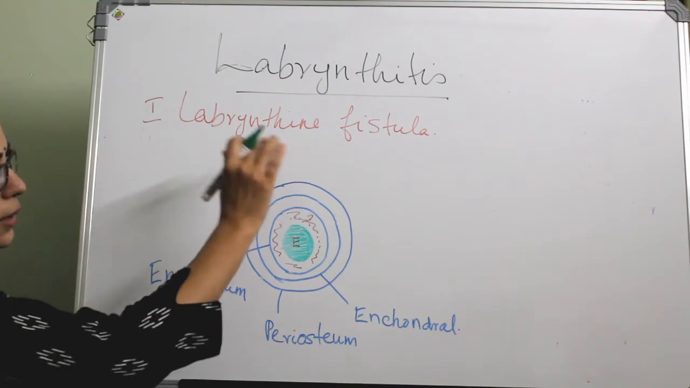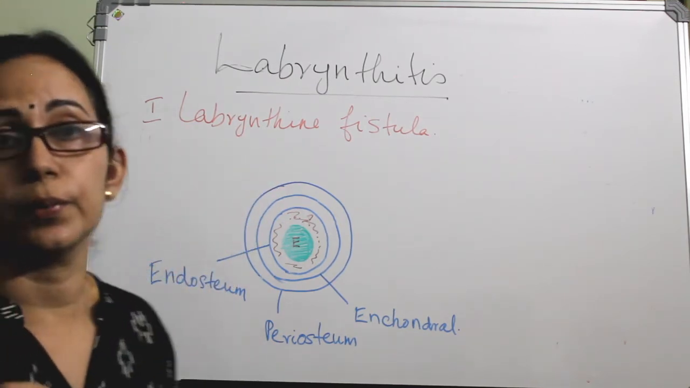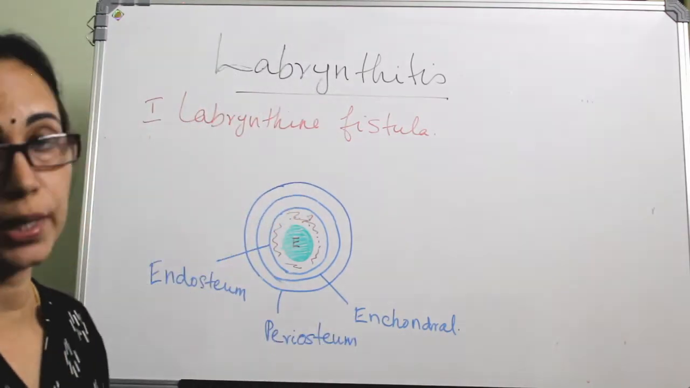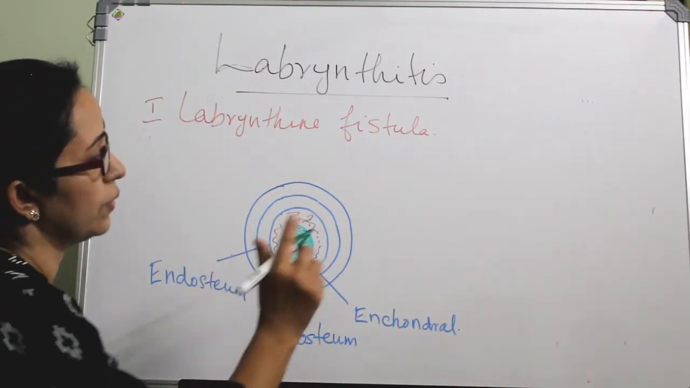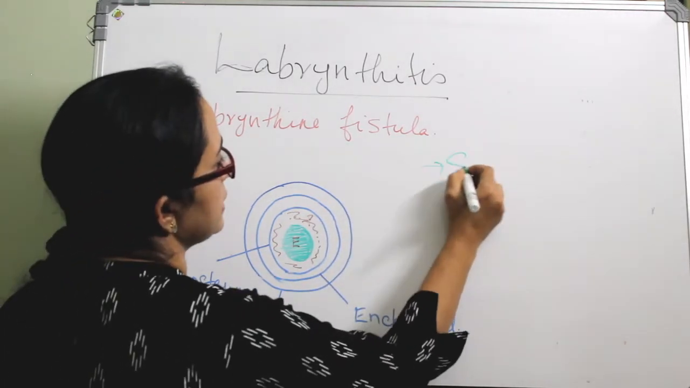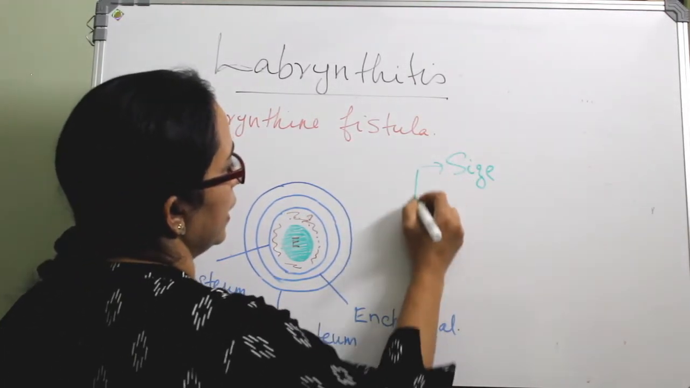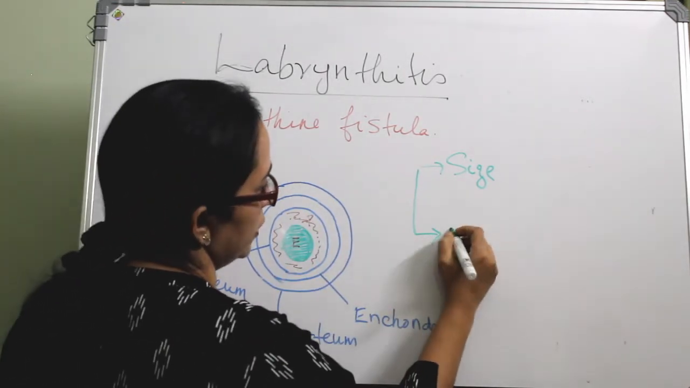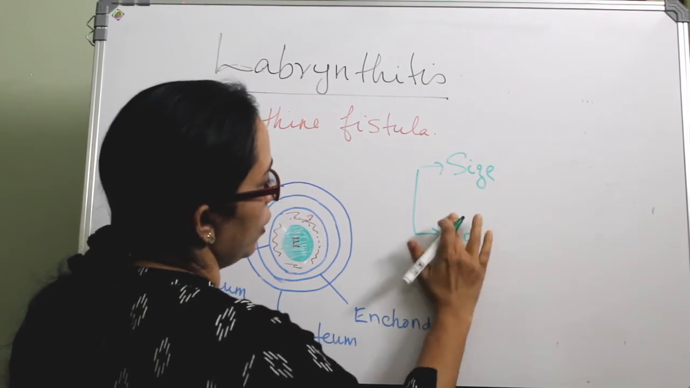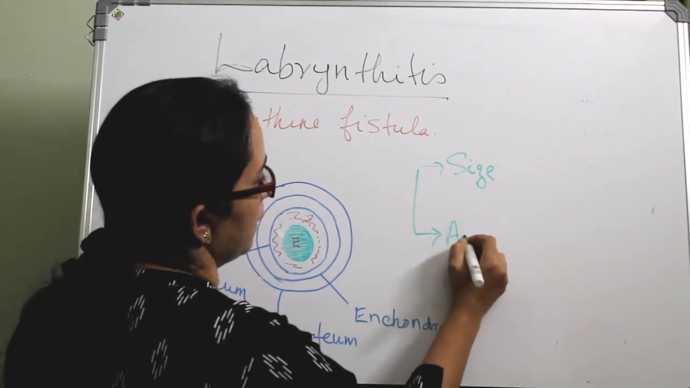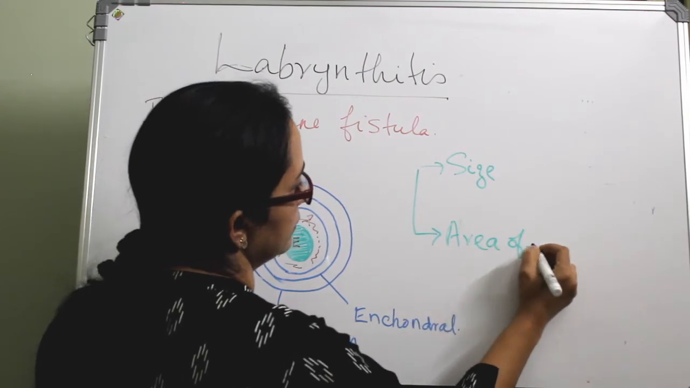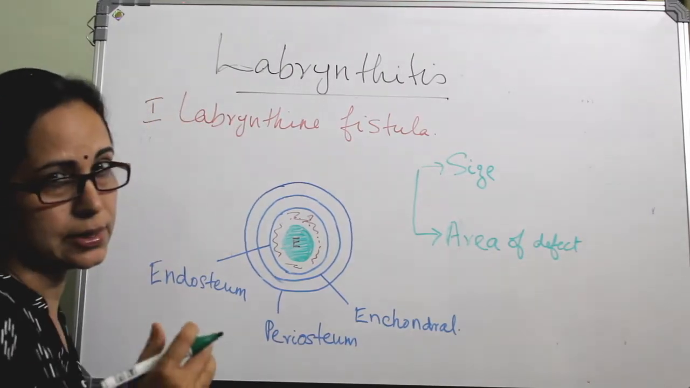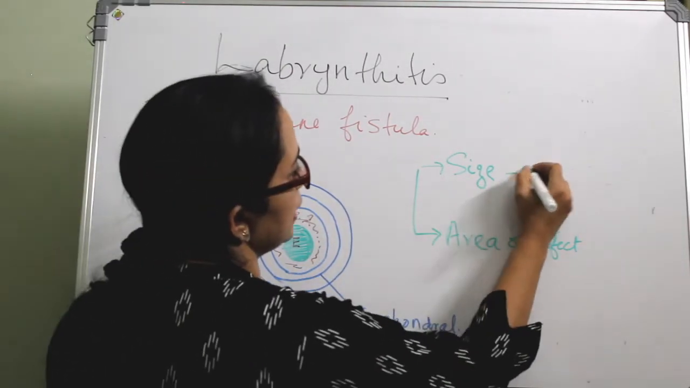Now I told you regarding the labyrinthine fistula and its causes. Then there are types of labyrinthine fistulas. There are two types of classification. One, depending upon the size, and second, depending upon the bony defect or area of involvement. The size classification is given by Sanna's classification.